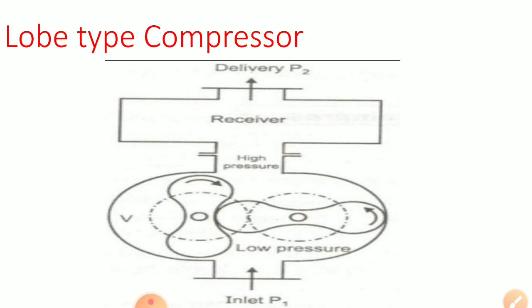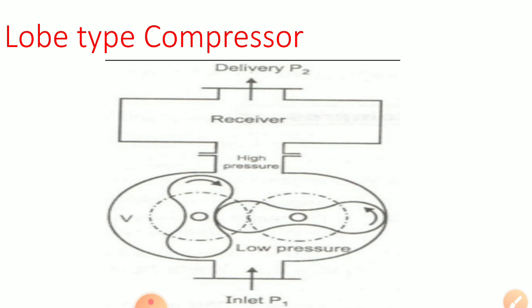The only difference is what? In their construction. From the construction point of view, they are different from each other. Otherwise, their function will be the same. Okay, so now let's see the construction and working of the lobe type compressor.